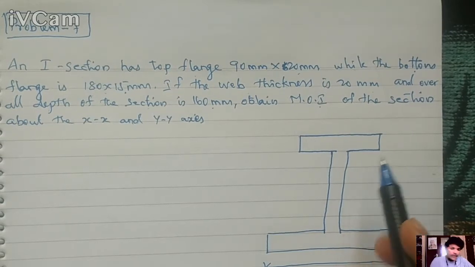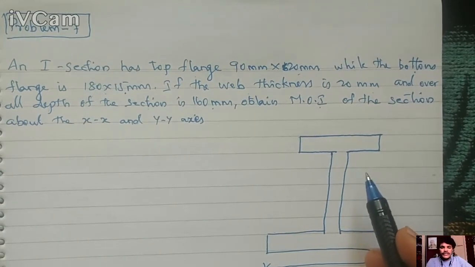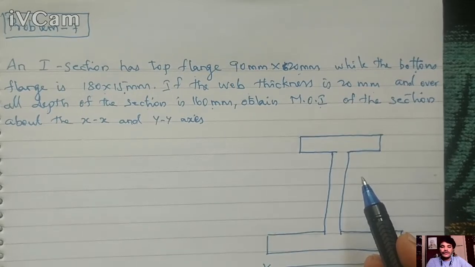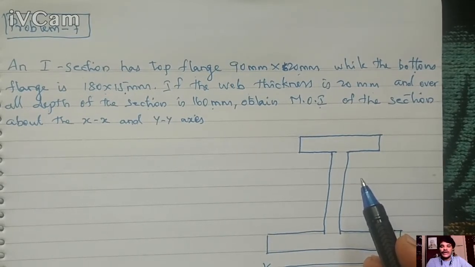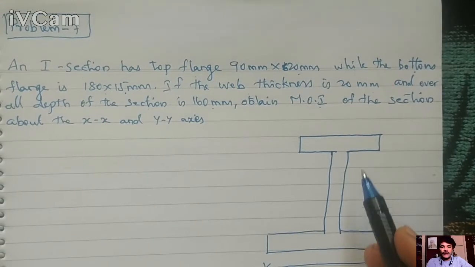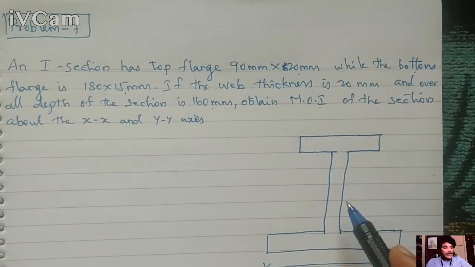Why I am choosing this problem: if it is symmetrical in both axes, you may solve it as in the previous video lecture, where we used an alternate way to find the moment of inertia for the channel section. The same procedure you can use for a symmetrical I section, in a tutorial problem. Now I am going to solve this unsymmetrical I section.